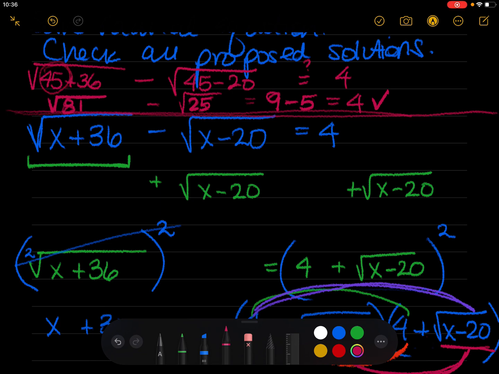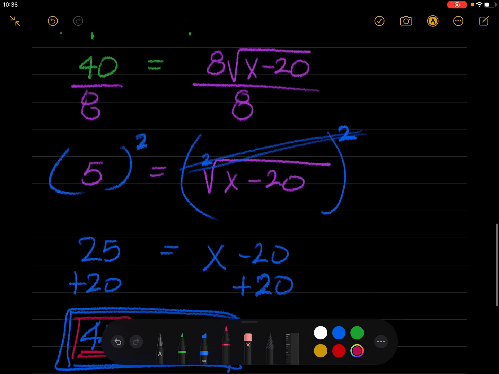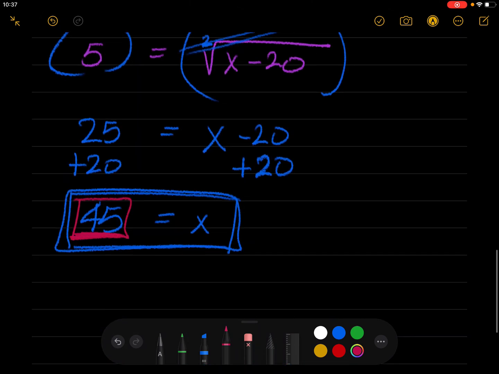So don't forget when you get done after you plug it back in, what was my answer? Just make sure you double check your work and verify that your solution does give you a true value and that it is a permitted value. And in this case it was. So our solution is x is equal to 45, or you could say the solution set would be 45 in that form.